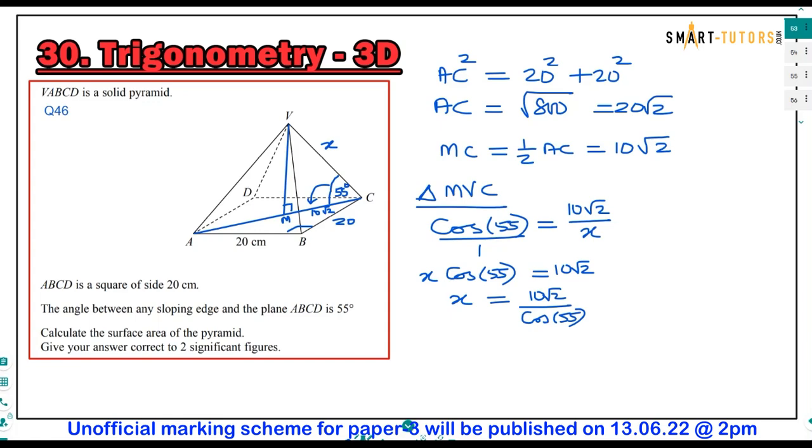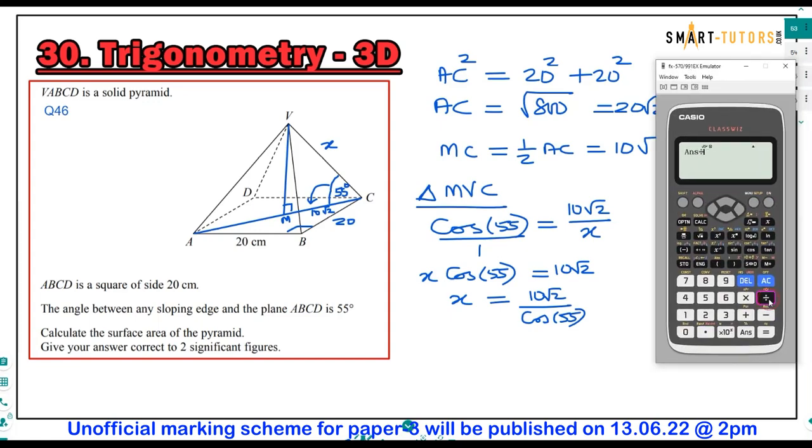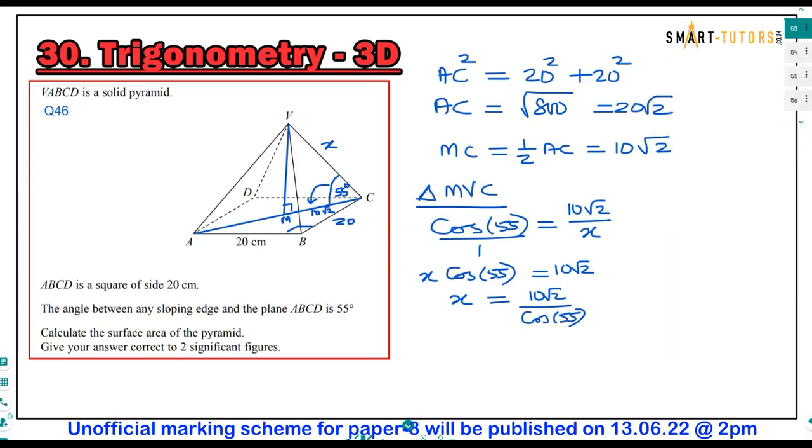10 times root 2. I'm just going to be showing the calculator: 10 root 2 divided by the answer, cos 55, and bracket close, and that is the answer, 24.656. So X is going to be 24.656, right?